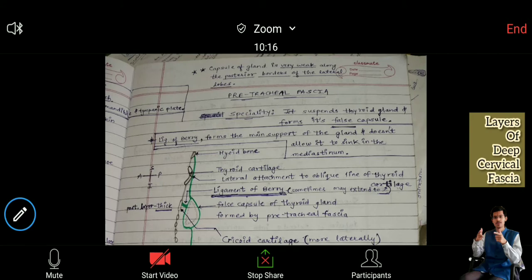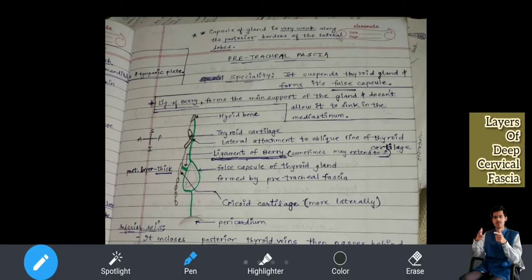Now if you see the pretracheal fascia, I have written here, pretracheal fascia. Now what is the speciality of the pretracheal fascia? The main speciality is that it suspends the thyroid gland. This is the main thing, see, whatever structure is present in our body, there is some reason why it is present. It has some specific function.